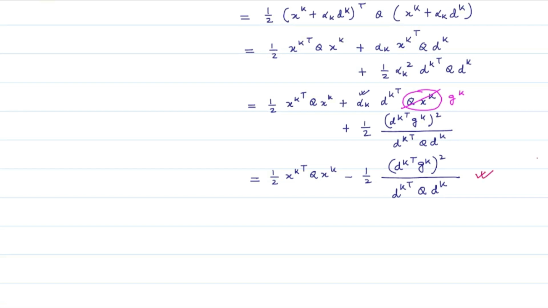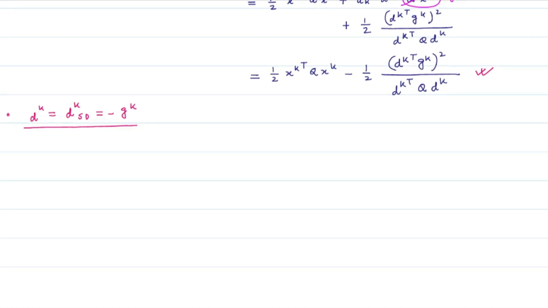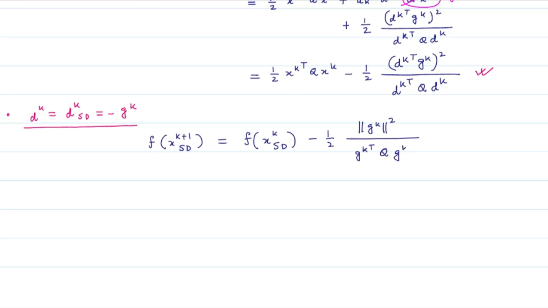Considering this exact step length, the next iterative point x_{k+1} is given by the expression that we have gotten over here. Now if we consider the direction d_k to be the steepest descent direction, that is the negative gradient, then f(x_{k+1}) for the steepest descent method is equal to f(x_k) for the steepest descent method minus half of, now this d_k has to be replaced by minus g_k, so we end up getting the norm of g_k square divided by g_k transpose Q g_k.